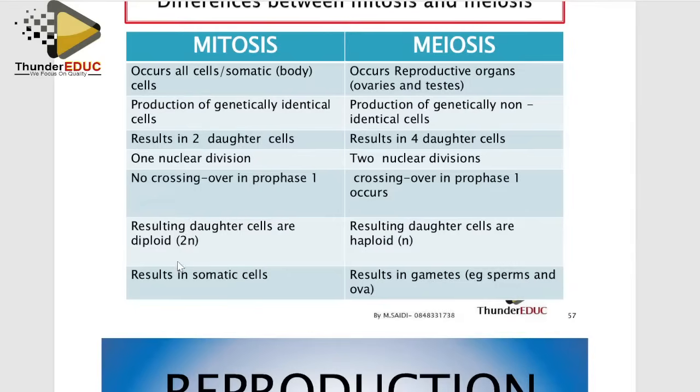In mitosis, you will see that it occurs in the body cells. It occurs in all body cells. Here, meiosis occurs in the reproductive organs only. That's where we ask you where meiosis takes place. It occurs in the gametes, in the reproductive cells. The cells produced in mitosis are genetically identical. In meiosis, they are genetically non-identical. They are not identical at all.